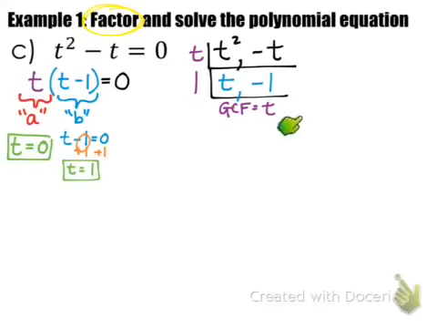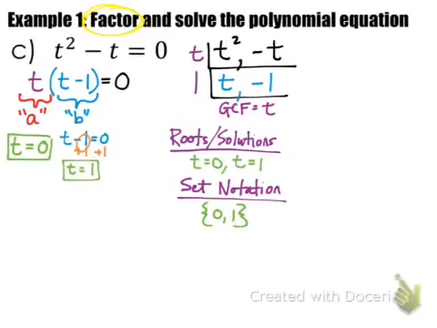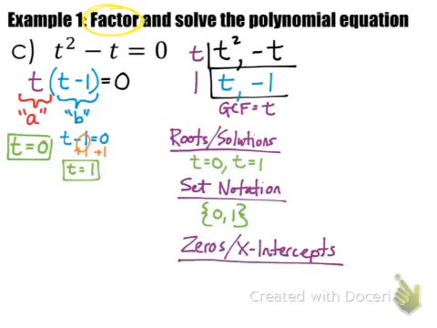So again, to reiterate the notation, our roots and our solution are going to be t equals 0 and t equals 1. In set notation, we write both of our answers in braces, 0 and 1. And then finally, zeros and x-intercepts. I know it's not an x, but the t will represent an x because we're solving for a variable. We'd write down (0, 0) and then (1, 0).